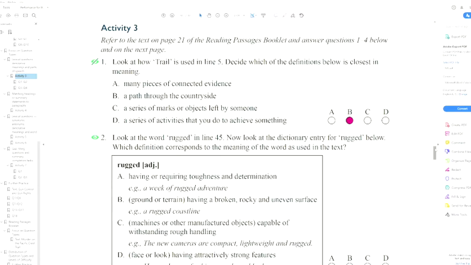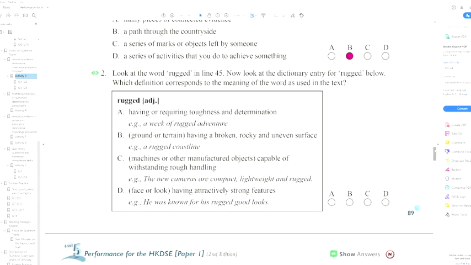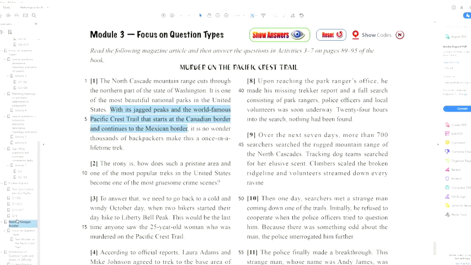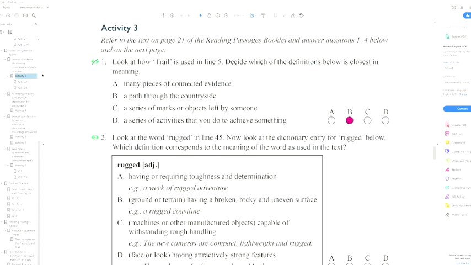Look at the word rugged in line 45. Now look at the dictionary entry for the word rugged below. Which definition corresponds to the meaning of the word as used in the text? Okay, well, let's try to find rugged first. Over the next 7 days, more than 700 searchers searched the rugged mountain range of the North Cascades. All right, so it's talking about the mountains. Oh, which one of these could it mean?